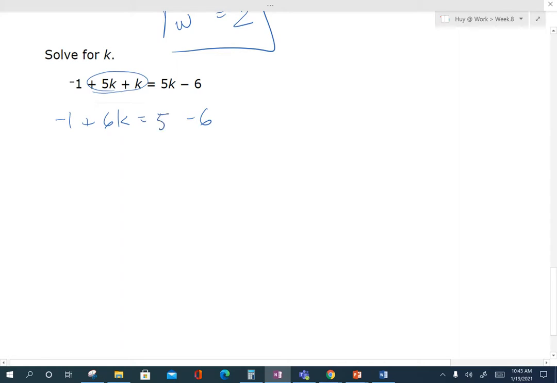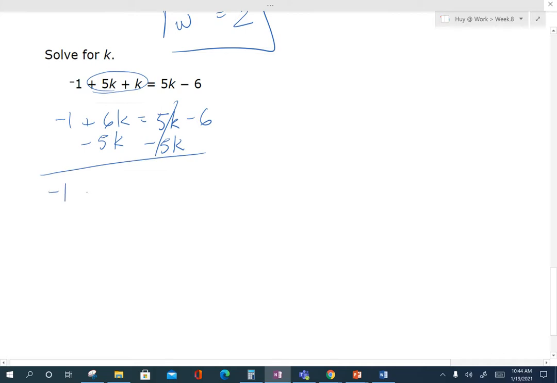Oops. That was a little messy. There we go. Now let's see. You can move anything you want using the inverse. I just really like moving variables onto the same side though. So I'm going to subtract 5k's there on the right side. So I'm going to subtract 5k's on the left side.